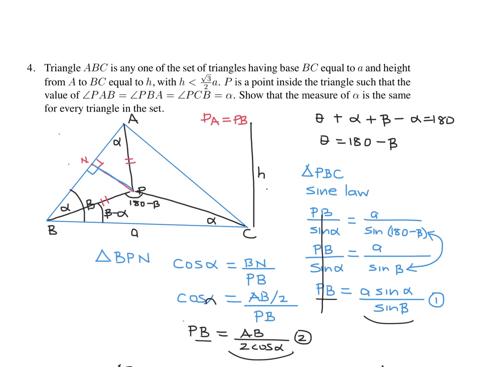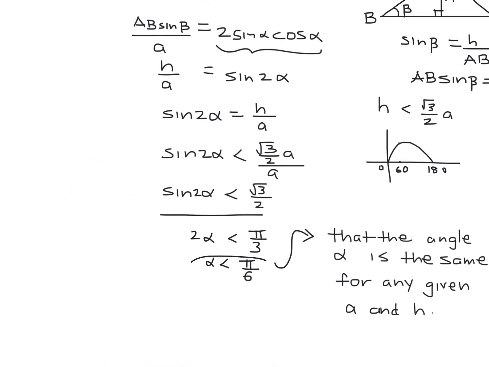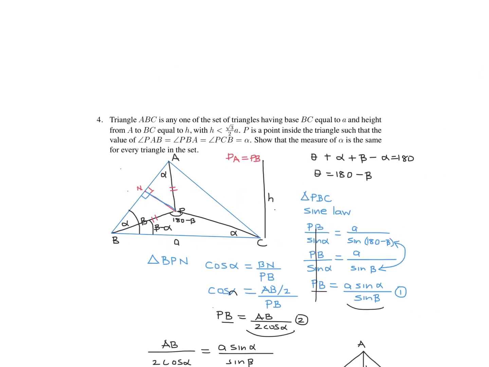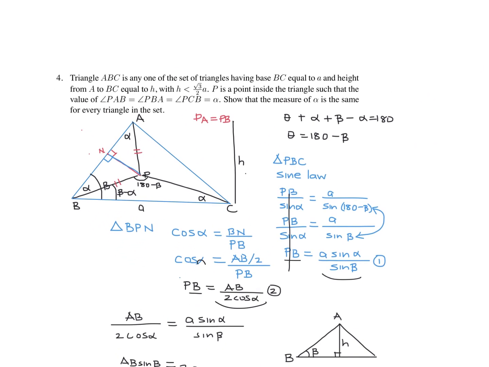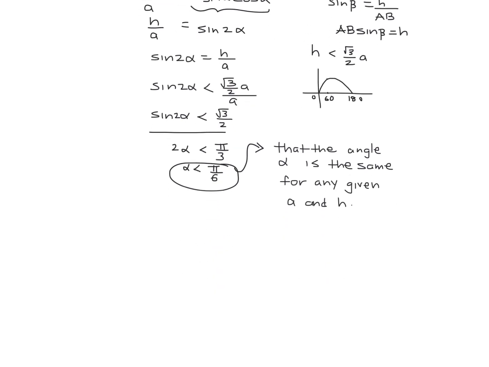Right, so it's always going to be less than pi over 6, regardless of what h or a were, because those sort of, it doesn't really matter, it seems. It always ends up giving you this, because the a's cancel, and the h, once you substitute it, it ends up giving us this result. And that's the solution for number 4.